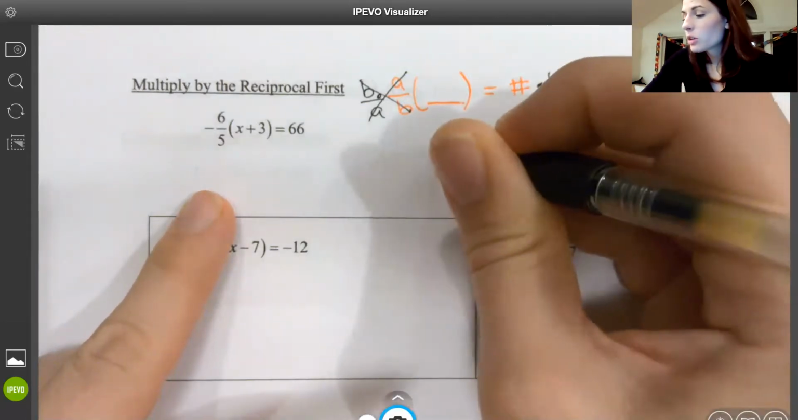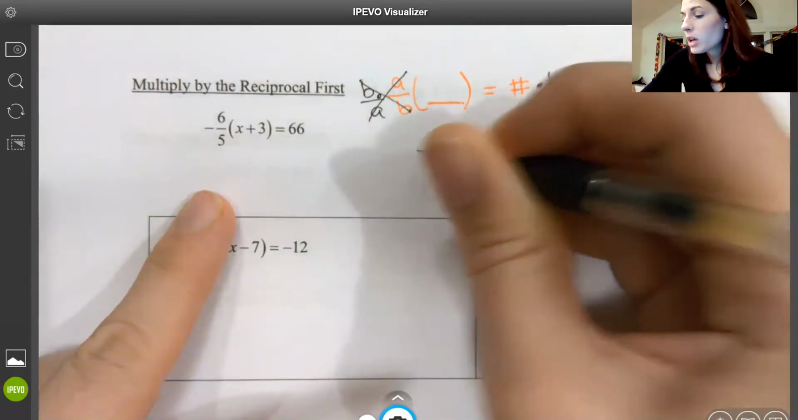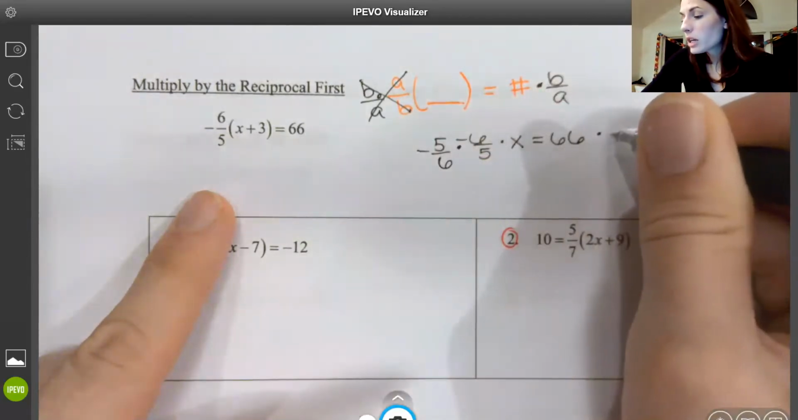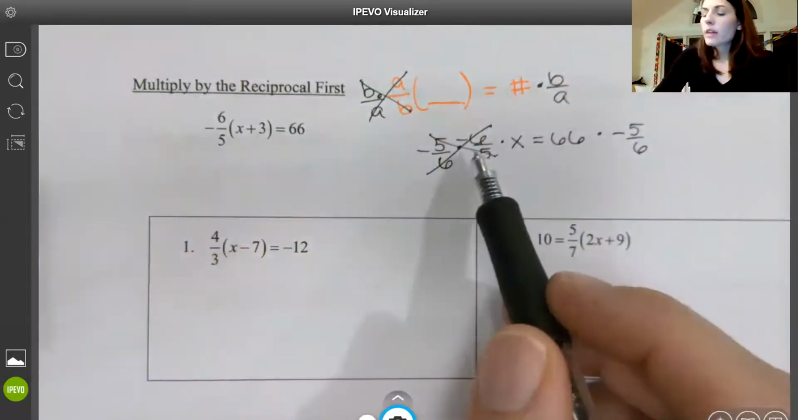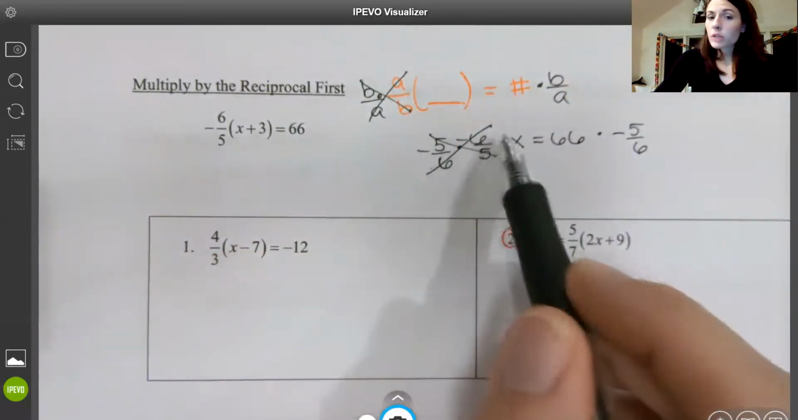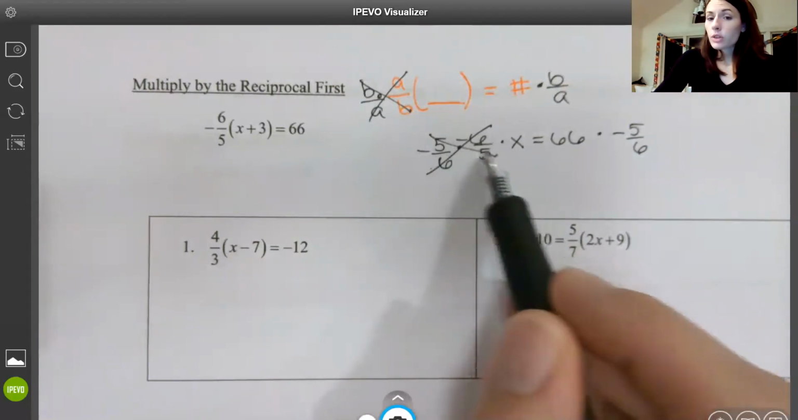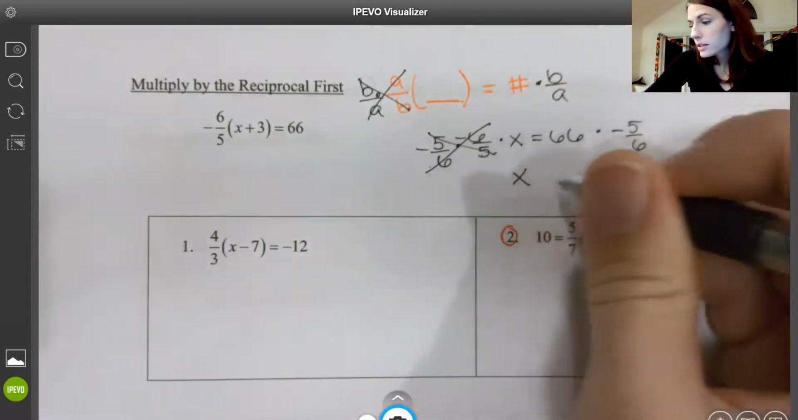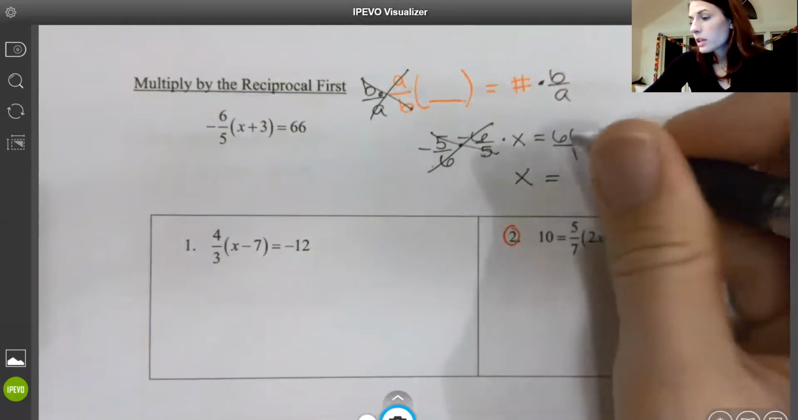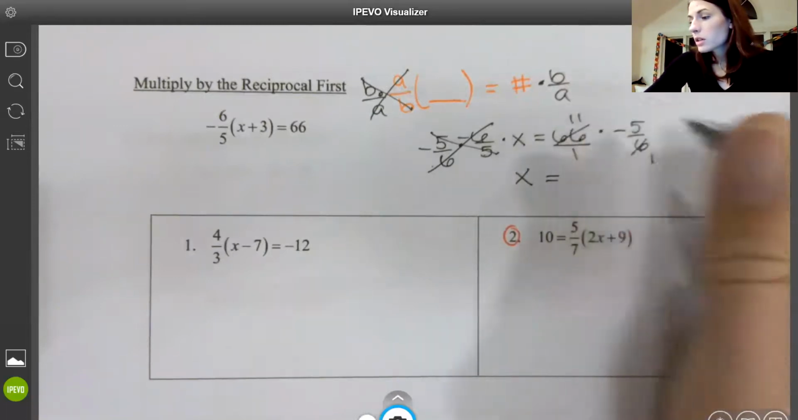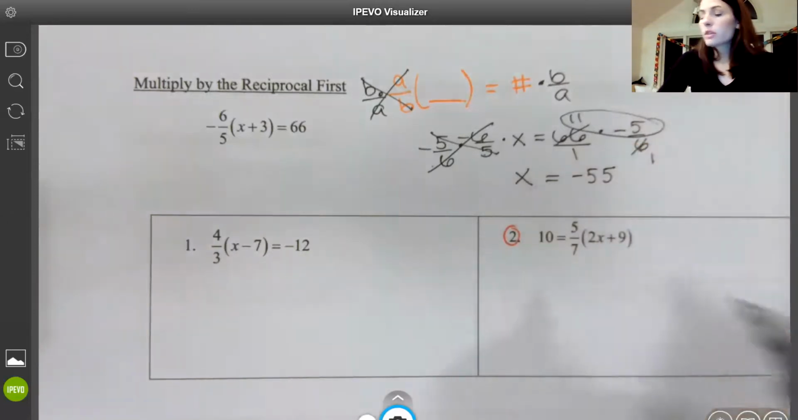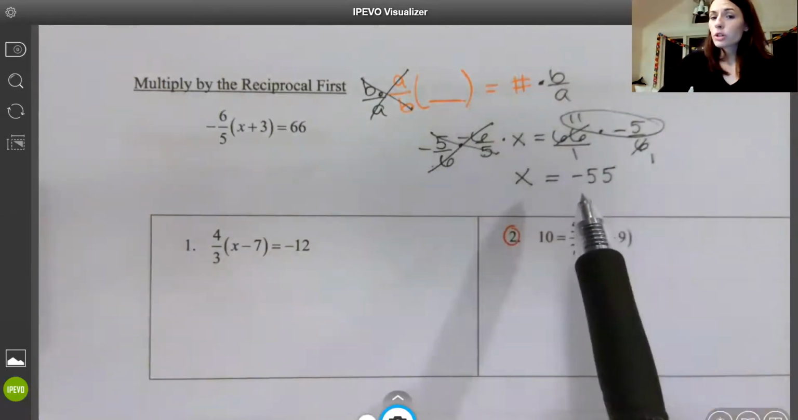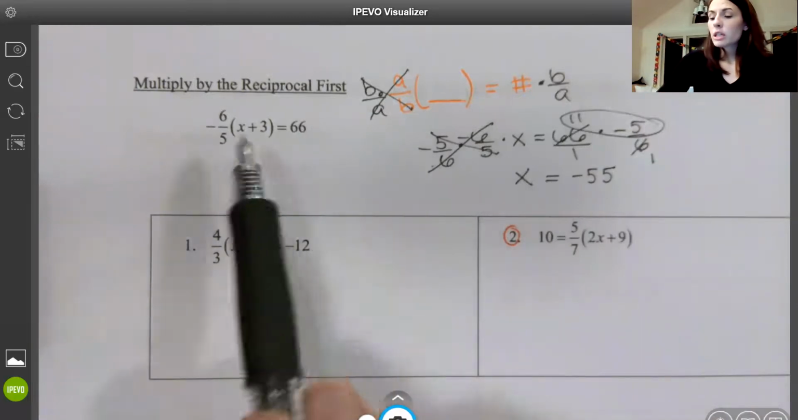Well, we know that we could multiply by the reciprocal. We did it on the first page, which would be -5/6. And a fraction times its reciprocal gives me 1. This would give me 30 over 30, which is 1x equals, I'm cleaning this up here, so reducing, equals -55. Okay, so just as this would have worked early in our notes, same idea here.